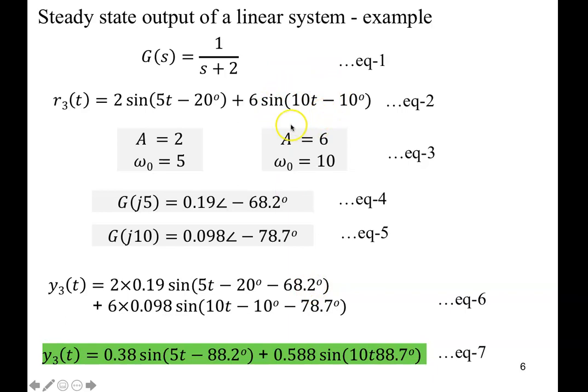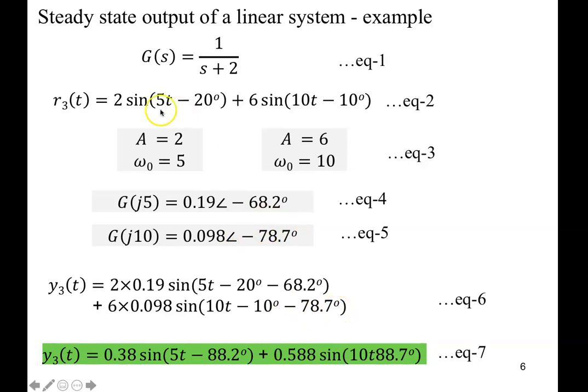For the second part, because the frequency is 10, you need to use equation 5 here. Okay, so I need to use the magnitude and phase angle when the frequency is 10, because the input frequency is 10. So this time it's a 6, which is the amplitude of the input, times the magnitude of G(s) at this frequency, so 6 times 0.098, and then you copy the rest of the input down, sine 10t minus 10, and then you add the phase angle you work out from the transfer function, minus 78.7.